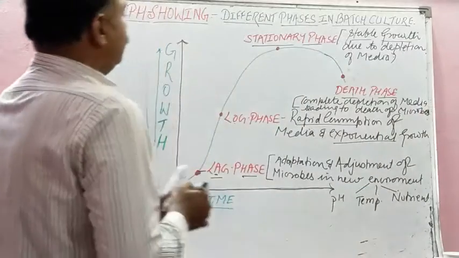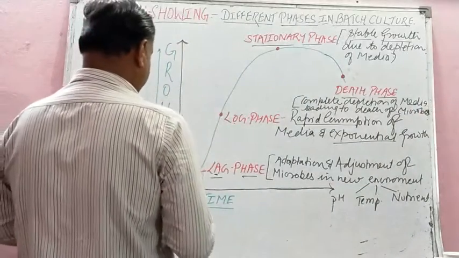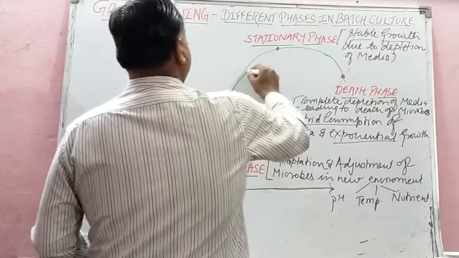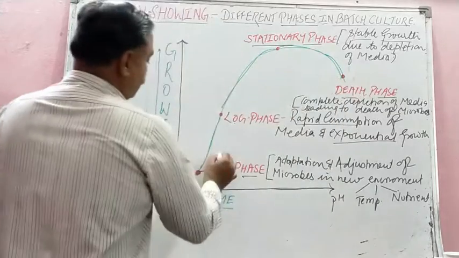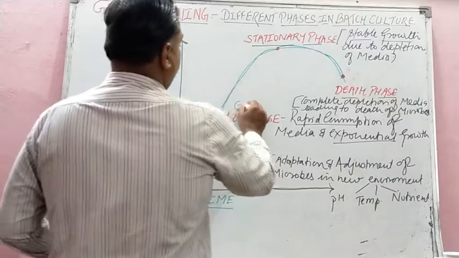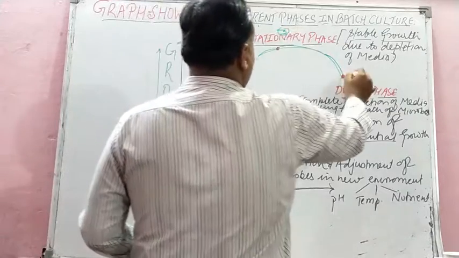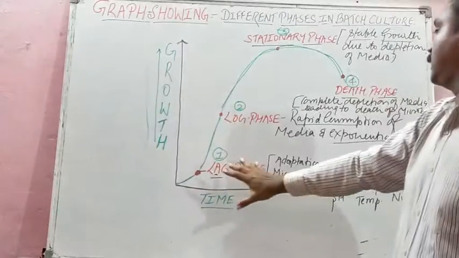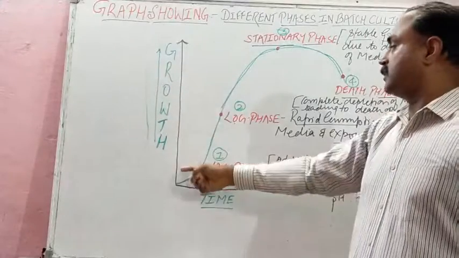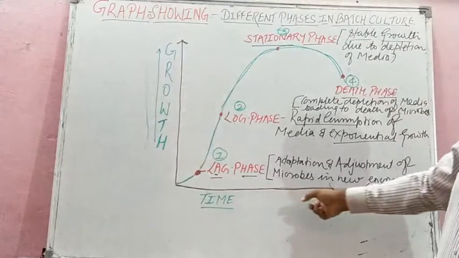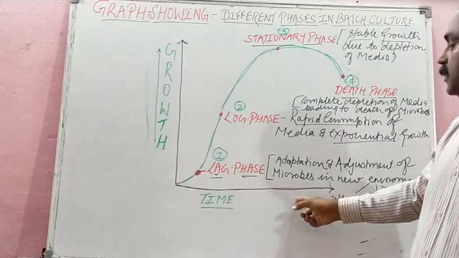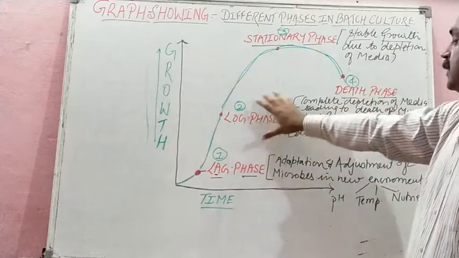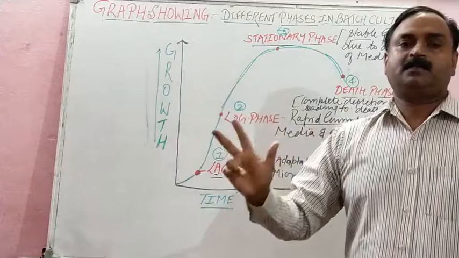Student, all these are the four phases of growth kinetics, or different phases in batch culture. The first one is lag phase, second log phase, third stationary phase, and fourth death phase. Fortunately, children, this topic is important for your practical also. This axis tells you about the growth of the microbe with respect to time on this axis. So this topic is called the graph showing different phases in batch culture. First lag, then log, stationary and death.